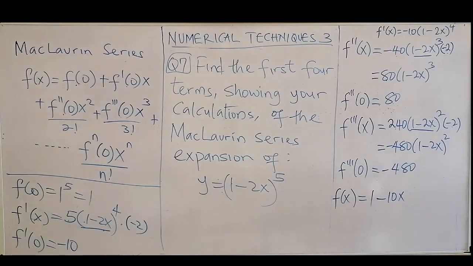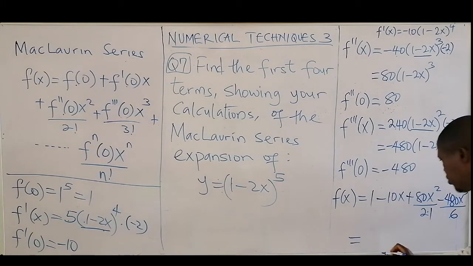Minus 10 times x. Then the second differential, we have 80 plus 80 s squared over 2 factorial, which is 2 times 1. Okay? Then the third differential, that's minus 480, and then s cubed over 6, 3 factorial. 3 factorial is 3 times 2 times 1, that's 6. Okay?